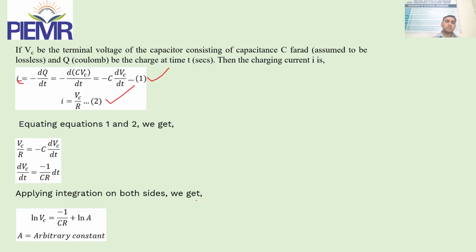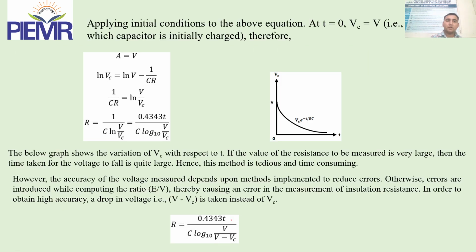By equating the first and second equations, where I is equal to Vc by R, we have dVc by dt equal to minus 1 upon CR times Vc. Taking the integration of both sides, log of Vc is equal to minus t upon CR plus log of A, where A is an arbitrary constant. Putting the initial condition, when the switch is just opened, the voltage across the capacitor is V, as it cannot change suddenly.